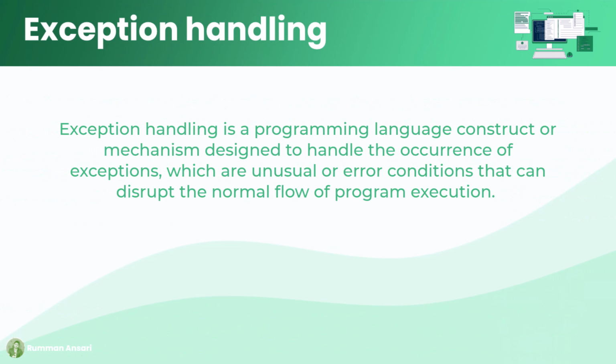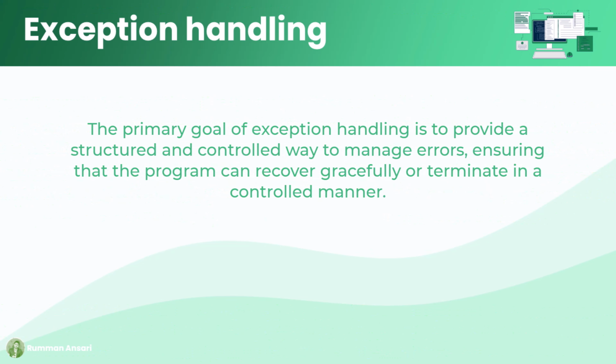Exception handling is a programming language construct or mechanism designed to handle the occurrence of exceptions, which are usually error conditions that can disrupt the normal flow of program execution. So an exception means unusual or error conditions that can disrupt the normal flow of program execution. The primary goal of exception handling is to provide a structured and controlled way to manage errors, while also ensuring that the program can recover gracefully or terminate in a controlled manner.